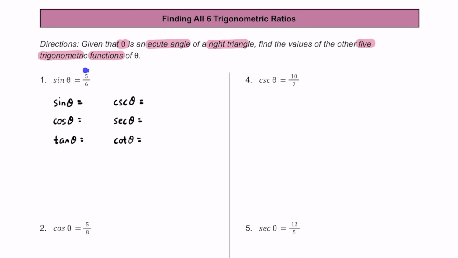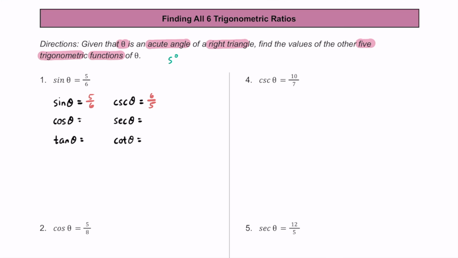So there are 6 of these trig ratios we're looking for, but we're given one of them already from the start, which is 5/6. So let's say that sine of theta is equal to 5/6. And remember that sine and cosecant are reciprocal functions, so the ratio for cosecant is going to be 6/5. Now that we have 2 out of the 6, let's see if we can find the other 4. At this point, it's helpful to know how to figure out the other ratios.